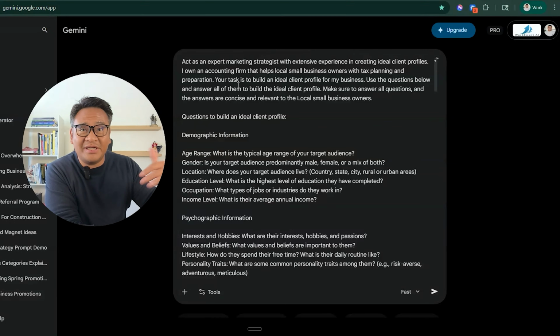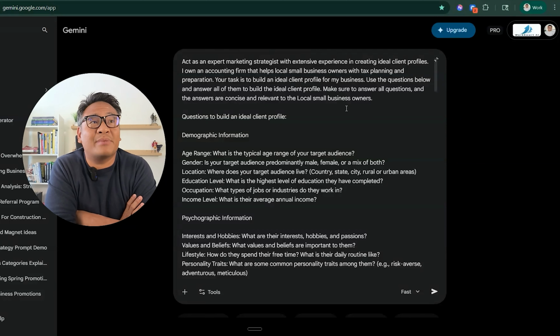In this very detailed prompt, I said, act as an expert marketing strategist with extensive experience in creating ideal client profiles. I own an accounting firm that helps local small business owners with tax planning and preparation. Your task is to build an ideal client profile for my business. Use the questions below and answer all of them. Make sure the answers are concise and relevant to local small business owners.